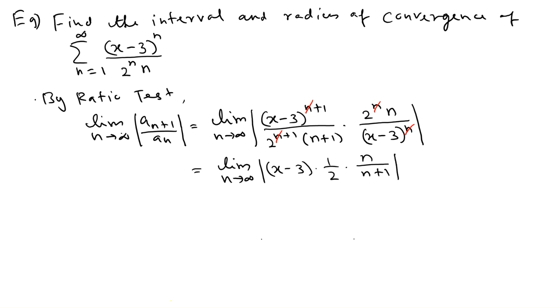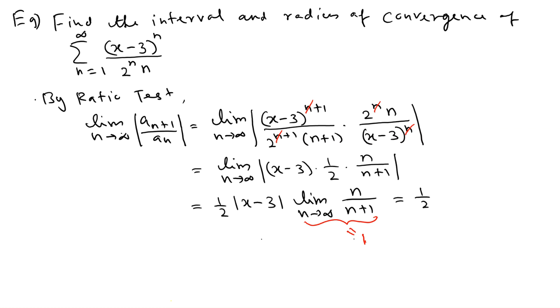Now we can split the limit with each of them. 1/2 and |x minus 3| do not depend on n, so that means you can pull that out. So you're going to get 1/2 |x minus 3|. It comes with the absolute sign because it's inside the absolute sign. And then you have simply the limit as n goes to infinity of n over n plus 1. And you can see that the limit of n over n plus 1 is simply 1. So if this is equal to 1, you simply end up getting 1/2 |x minus 3|.